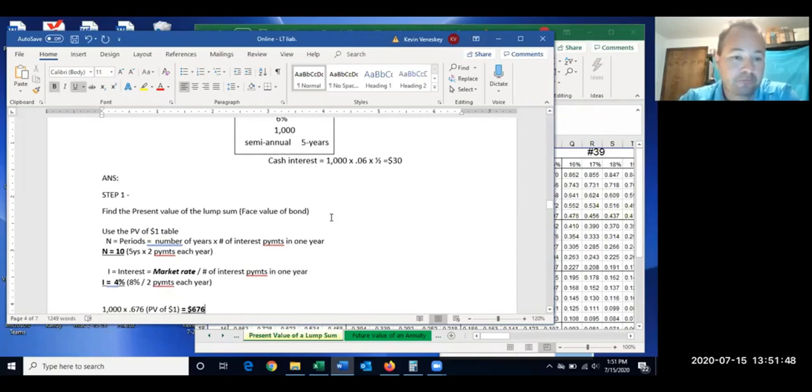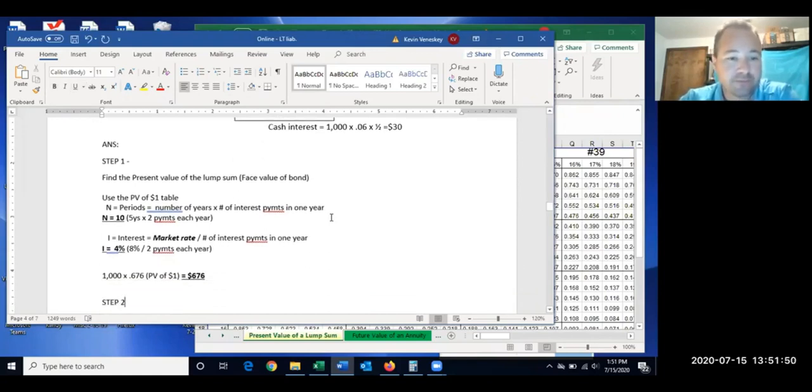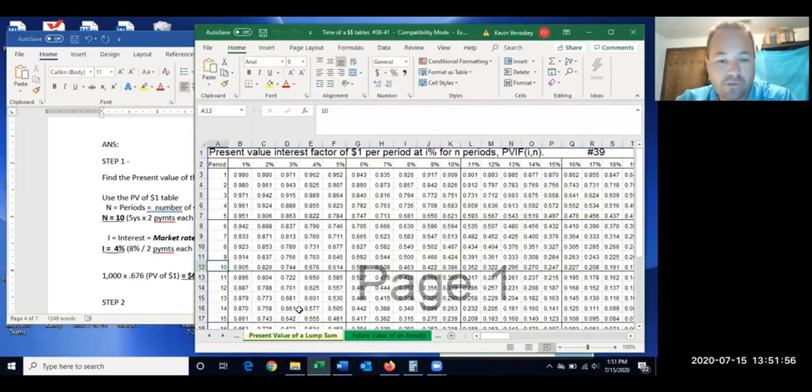All right, so let's do the steps. Step 1, find the present value of the bond. So what we do is we go to our charts and find the one that says present value of $1. That's of a lump sum, and that's what that 1,000 is. That's just a one-time payment. Go to 10 periods, go to 4%. Our I was 4.